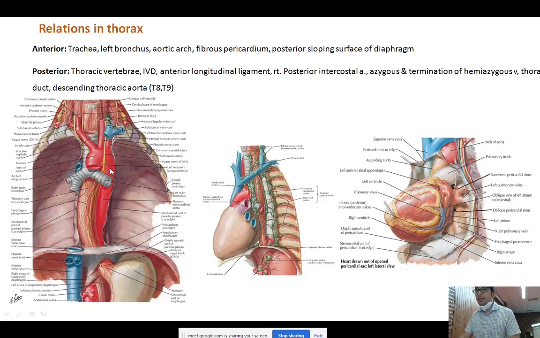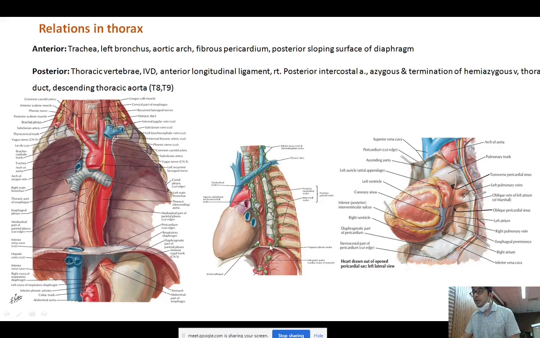In the thorax, anteriorly there is the same, the trachea, the left bronchus, the aortic arch, and the fibrous pericardium. This is not only the heart, but the fibrous pericardium lies over it. So this is the esophagus, and in front are the trachea, left bronchus and the fibrous pericardium, being separated from the esophagus by the oblique sinus. You can see the impressions of the esophagus here. This is the oblique sinus.